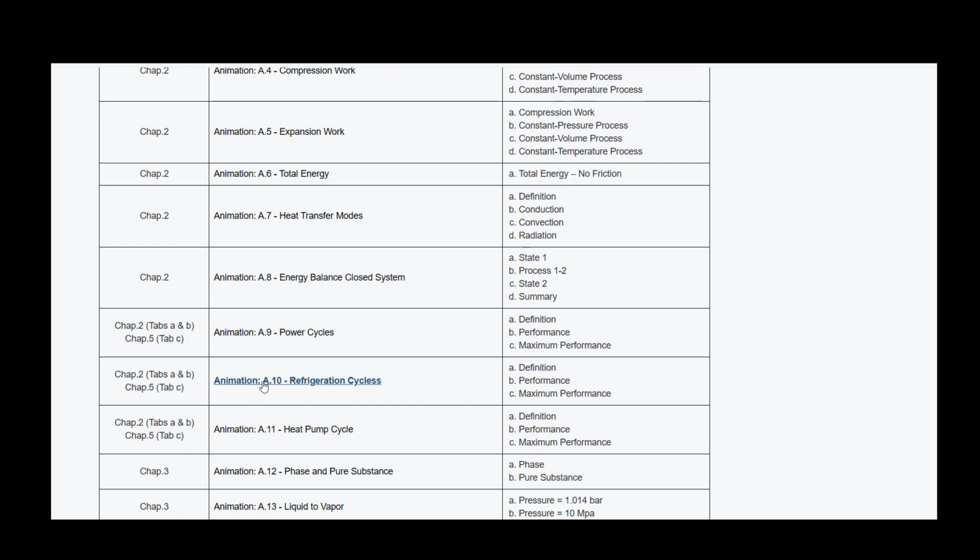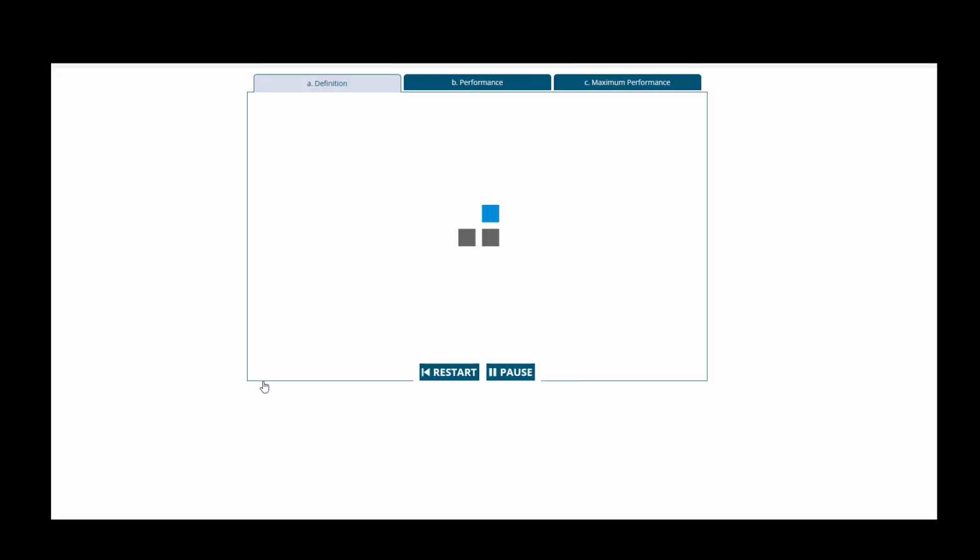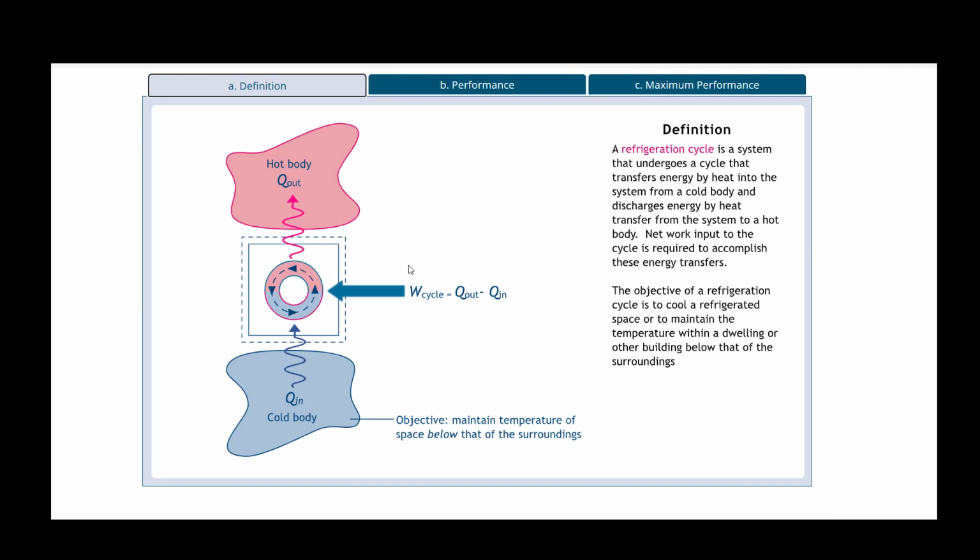Okay. And then let's look at refrigeration cycles. We didn't get too much into this. We're just going to kind of look at them. Okay. And so you see the refrigeration cycle is the one where you have a cold body coming in and a hot body coming out, because the refrigeration cycle is a system that undergoes a cycle that transfers energy by heat into the system from a cold body and discharges energy by heat transfer from the system to a hot body. Net work input to the cycle is required to accomplish these energy transfers because we know that naturally heat flows from hot to cold, but we have a refrigerator. So we're having to put work in here to expel heat out.